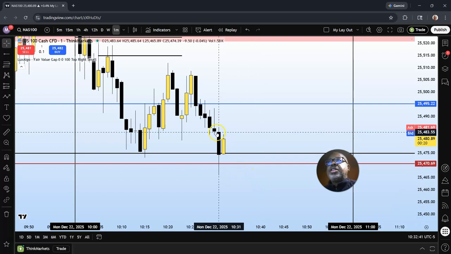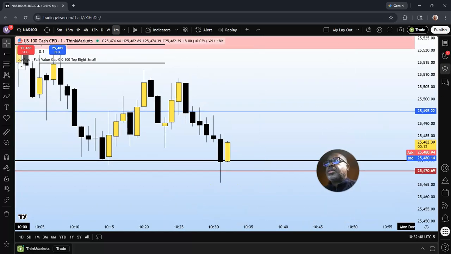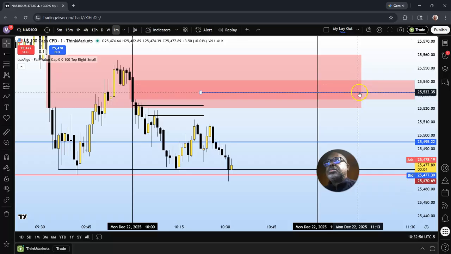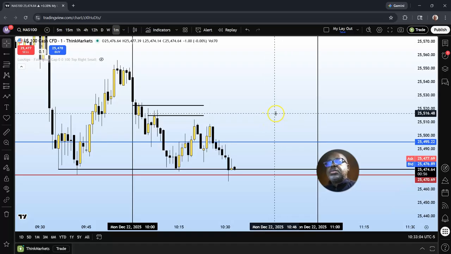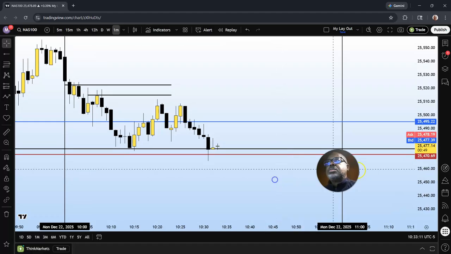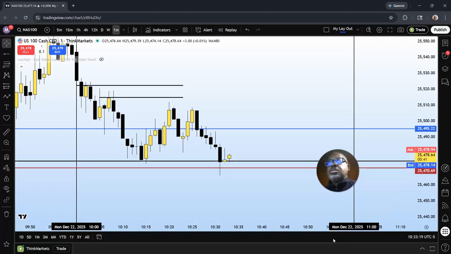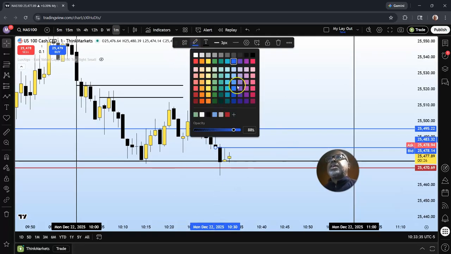Okay, so I'm waiting for this candle to be bigger than this candle. I got 17 seconds for that to happen. So I'm waiting for any yellow candle to be bigger than this candle here. I want to see a break of that candle.